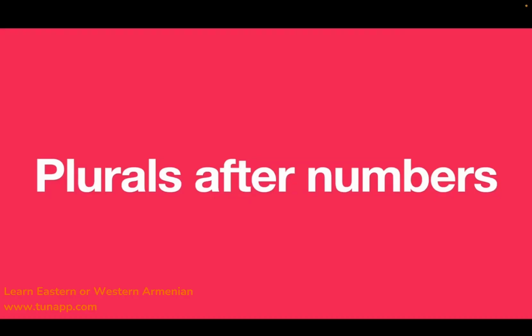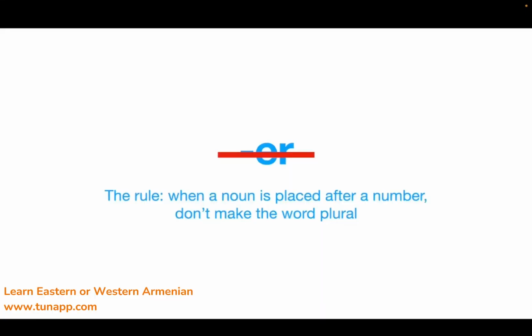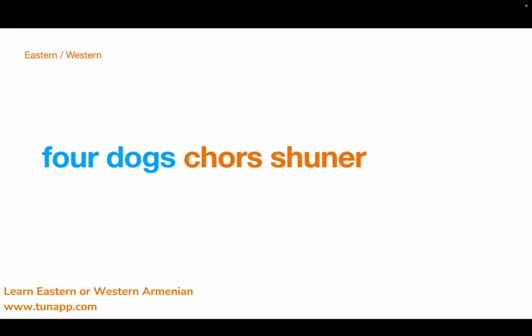Okay, time to throw another curly one at you. Plurals after numbers. The rule in this case is that when the noun is placed after a number, we won't make the word plural at all. Let's take a look at what this means in practice. If we wanted to translate the words in English for dogs into Armenian, we would assume that the way to do this would be chor shuner. Chor meaning for, shuner meaning dogs. But actually, this isn't correct.